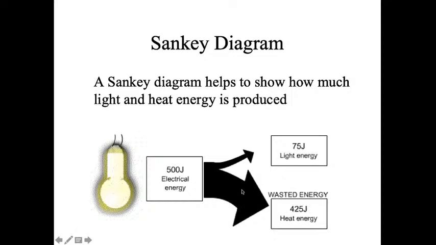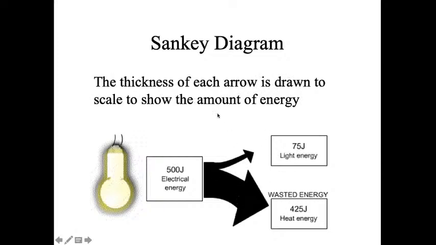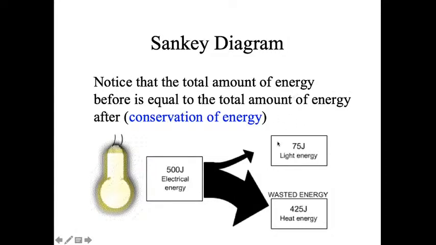And you'll notice we've got a really large arrow for the large amount of energy. They should be proportional to one another. So if it was an equal 250 split, those arrows would be the same size, because the thickness of each arrow is drawn to scale to show the amount of energy. And we need to always have conservation of energy, so you'll need to identify all of the types. It won't always just be two types of energy that you're transforming into, and it needs to have a nice balanced equation of initial and final energy.